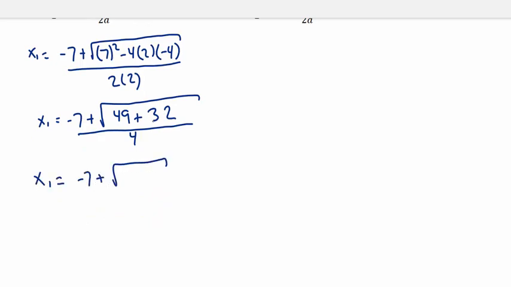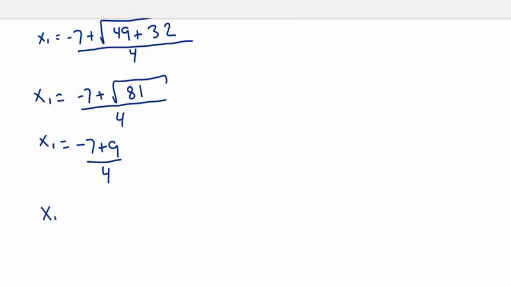49 plus 32 is 81. And the square root of 81 is 9. So for my first answer, I get 9 and -7 make 2. And 2/4 can be reduced as a half. The directions said to give both an exact answer and a decimal. So as an exact answer, I get a half, or as a decimal, that would be 0.5.